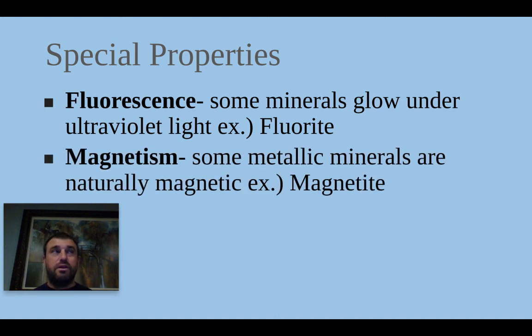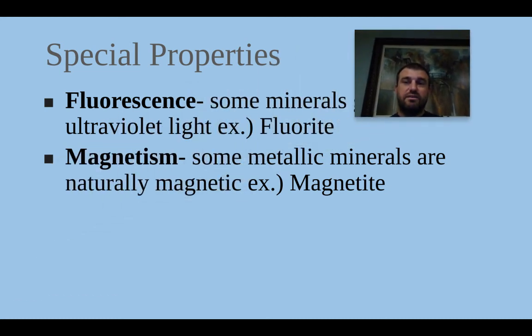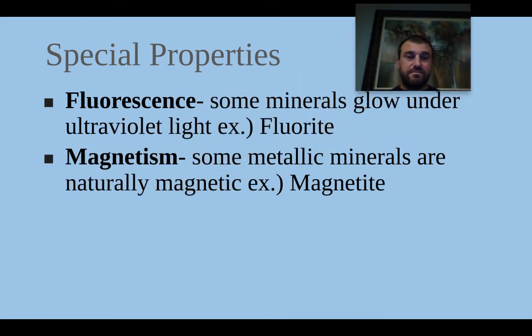All right. Another special property is magnetism. Some metallic minerals are naturally magnetic, like magnetite. That's named exactly from a magnet, so it's really easy to get right. Magnetite is magnetic. What's confusing is magnesium. A lot of kids, last year when you learned about magnesium, you may have wanted to say magnesium is magnetic. No, it is not. Magnesium has nothing to do with magnets. It's just some weird coincidence.